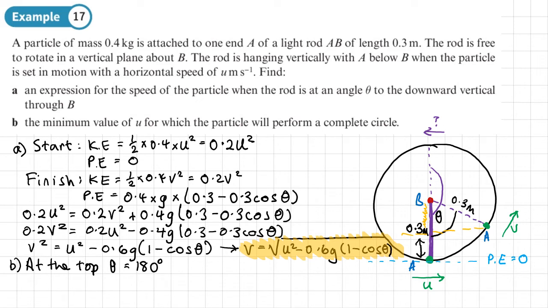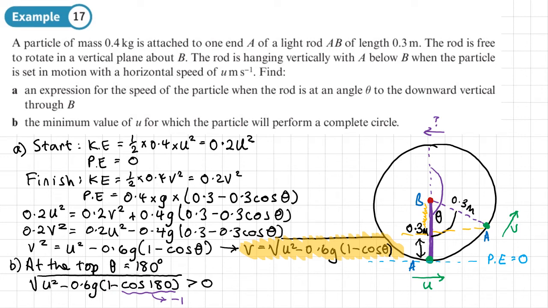Right, so that means that this value of v here needs to be greater than 0 when theta is 180. So let's write that down. Square root of u squared minus 0.6 g times (1 minus cos 180) needs to be greater than 0. Now cos 180 is minus 1, so we end up with 1 minus minus 1, so we end up with 2 in the brackets.